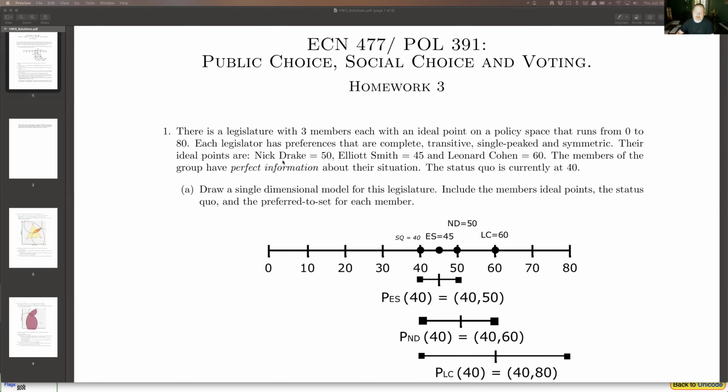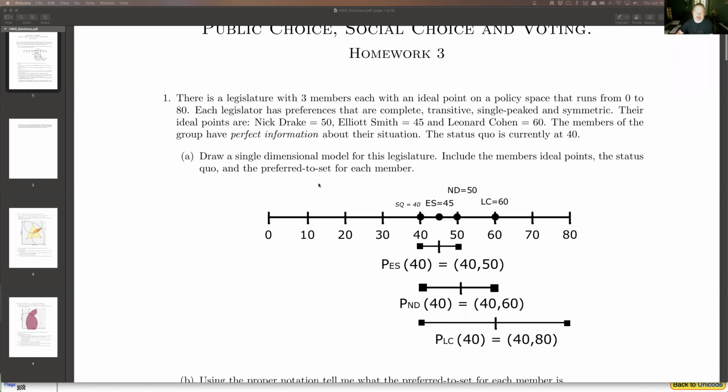There are 3 voters, Nick Drake, Elliott Smith, and Leonard Cohen, that have ideal points at 50, 45, and 60 respectively, and they have perfect information about their situation. That means they know the ideal points of the other people, and they can backwards induce what their preferred-to sets are. None of that is secret. And that becomes important when they go to propose something, right? Because they want something that will pass that is closest to their ideal point. So that perfect information is necessary for the later part of the question.